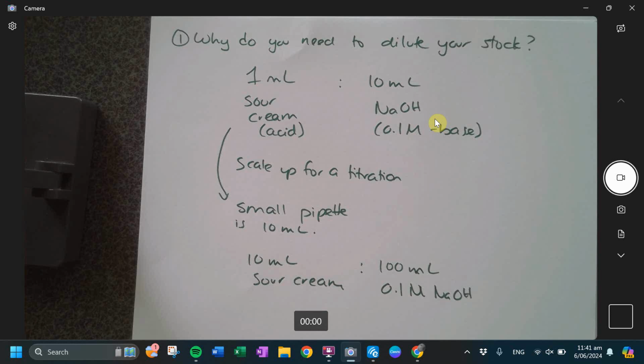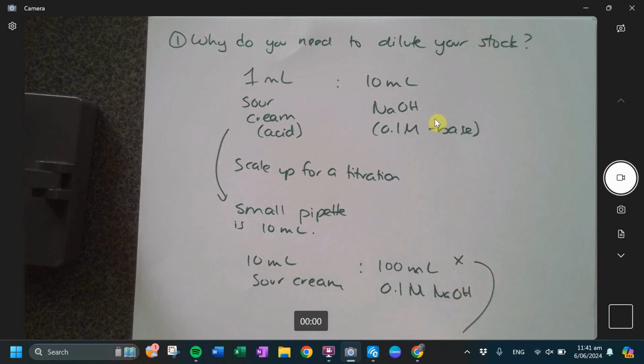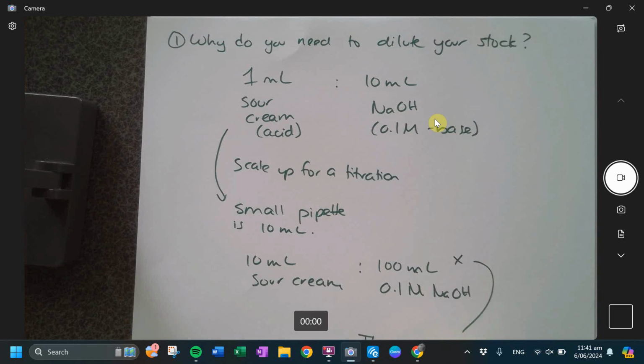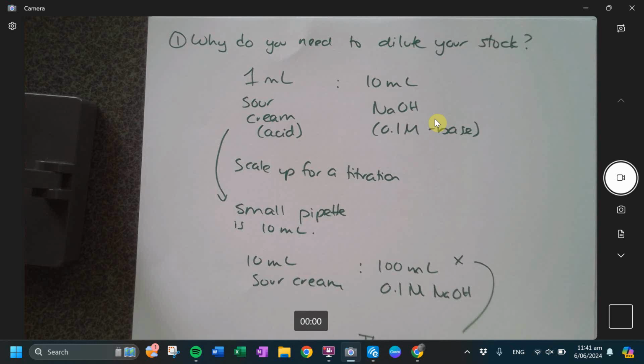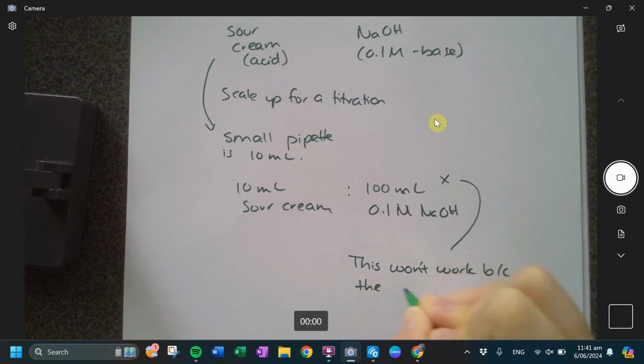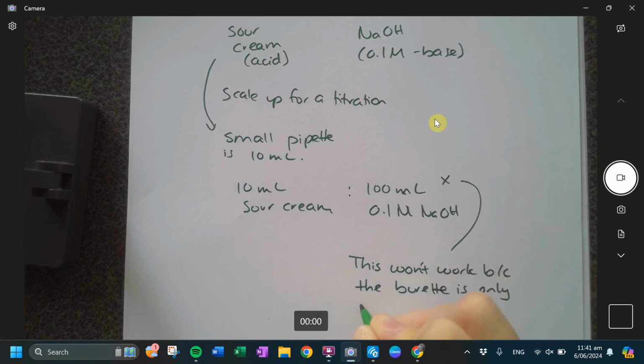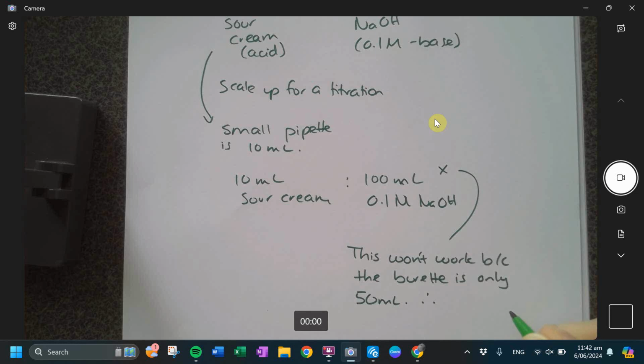So if I was to do this reaction without diluting my acid, I would need 100 mils of my base. Is that going to work? No. So this won't work, because the burette is only 50 mils. Therefore, the sour cream needs to be diluted.